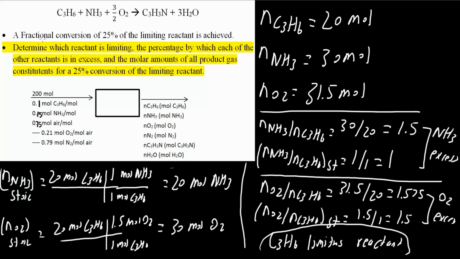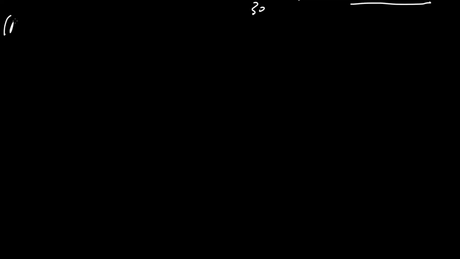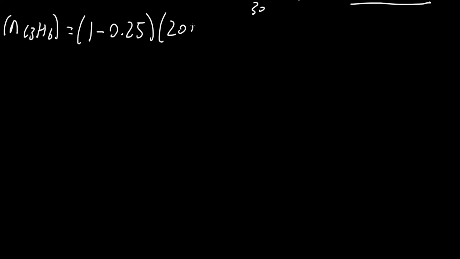Next, it says that a fractional conversion of 25% of the limiting reactant is achieved. So by this statement, we will know how much C3H6 will be in the product end. So N C3H6 is equal to 1 minus 0.25, so 0.75, times the 20 moles that went in, and that's going to give us 15 moles of C3H6. So we have 15 moles of C3H6 on the product side.